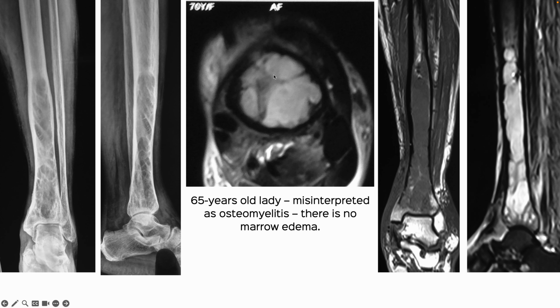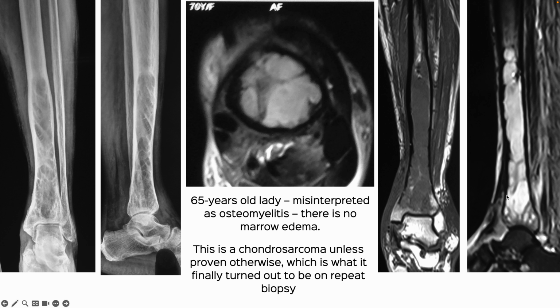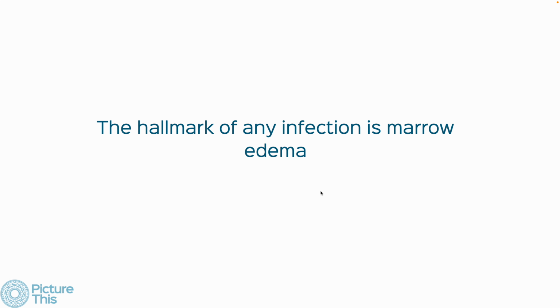This is a 65-year-old lady, misinterpreted again on MR as osteomyelitis, but again you can see there is no marrow edema. And this is lobulated, looks like cartilage, and the biopsy showed chondrosarcoma, but no harm done except for a 3-month wait period during which she received antibiotics.